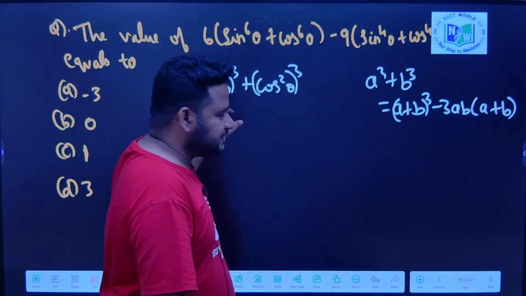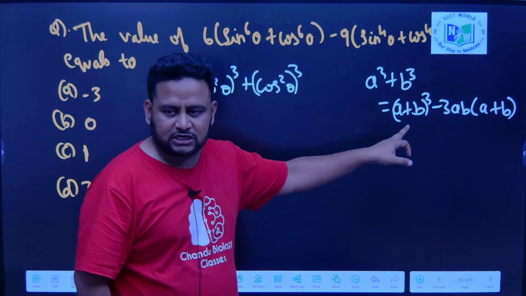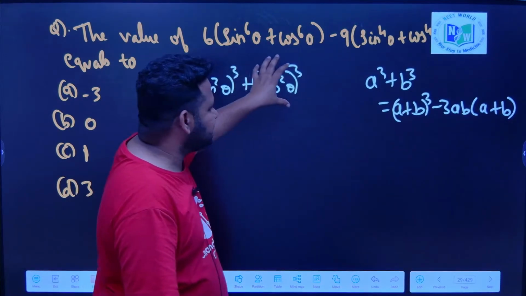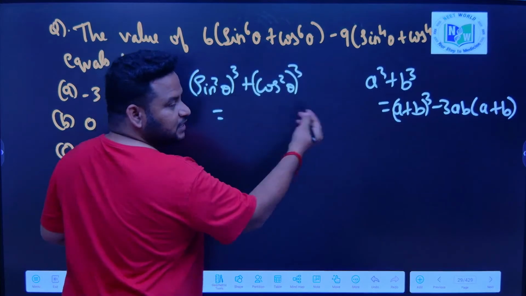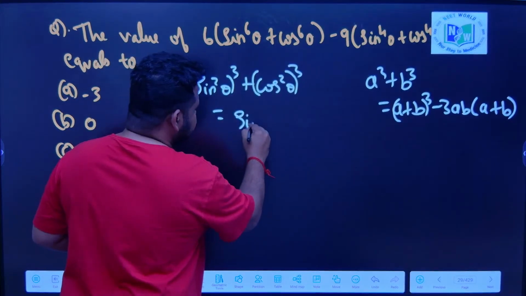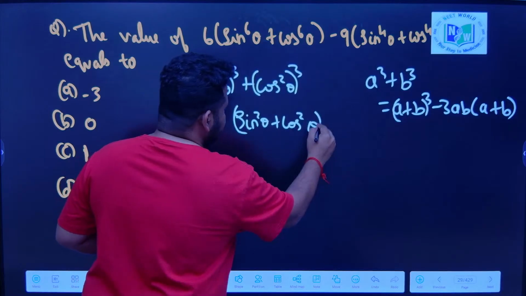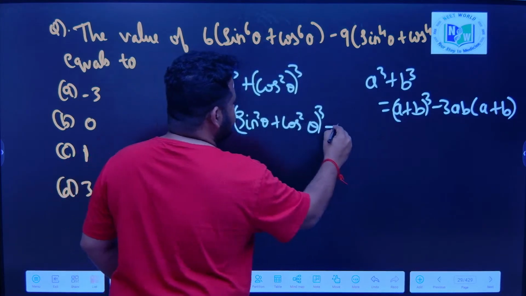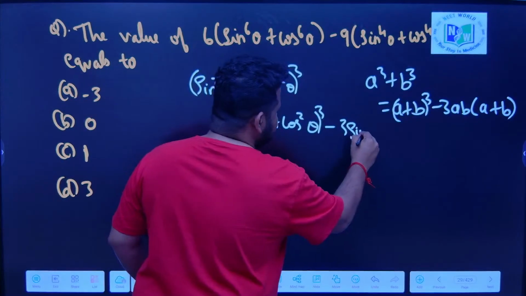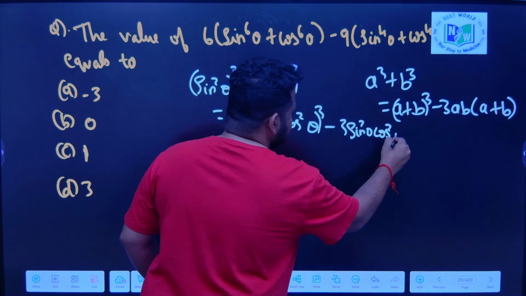Here, a is sine square theta and b is cos square theta. So a cube plus b cube will be equal to a plus b whole cube, that is sine square theta plus cos square theta whole cube, minus 3ab, that is 3 into sine square theta cos square theta into a plus b.